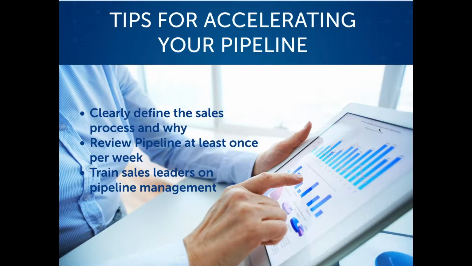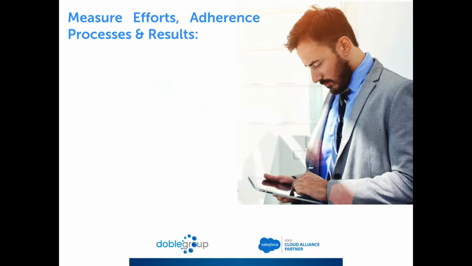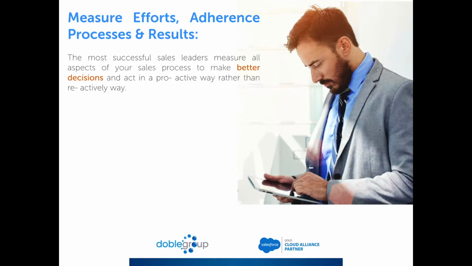Okay, also, you need to measure results. Of course, everybody does that, but are we measuring effort? Are we measuring adherence to the process? And sometimes those are the intangibles that produce the results, but we're overlooking them because we're just looking at the results. So what are we talking about? We're talking about the fact that most successful sales leaders, okay, are able to make better decisions and hence take corrective action in a much more proactive way because they're seeing the problem before it occurs. Okay, so this is important.